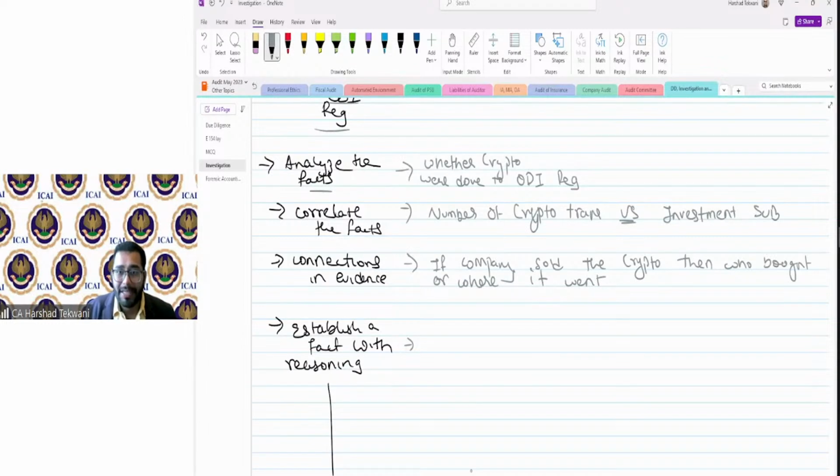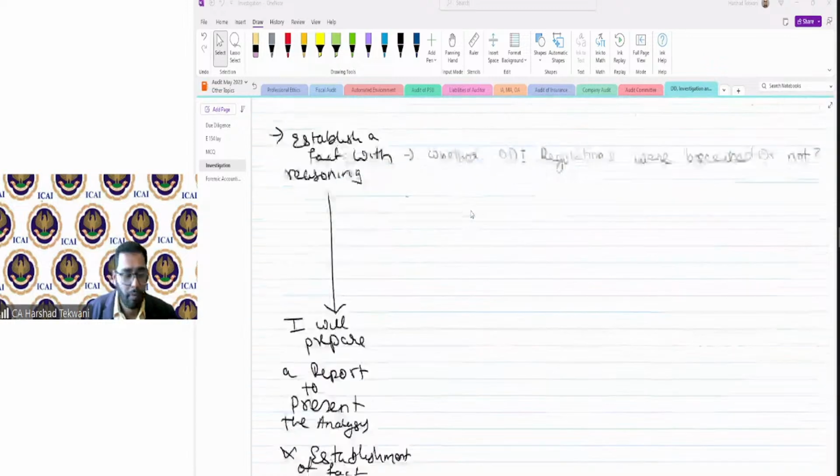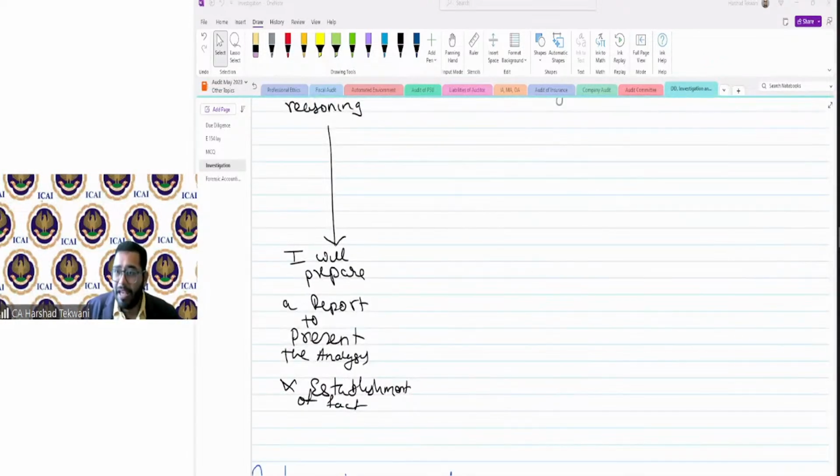Okay, what is the conclusion? Whether ODI regulations were breached or not? So, establishing the fact. Then you prepare the report basically, and draw up your conclusions. So what you do is you prepare the report.